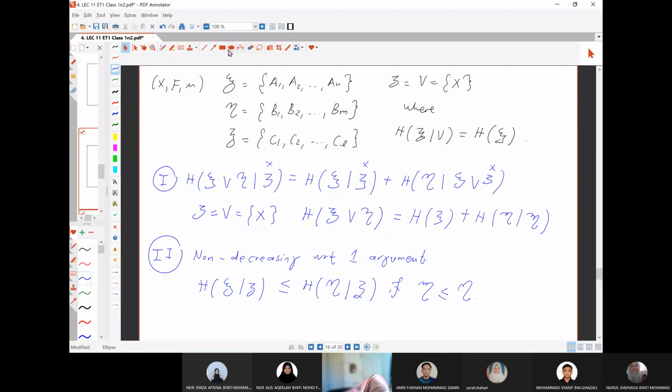So if psi is less than eta, that means we will have the entropy of psi less than or equal to the entropy of eta with respect to one argument which is zeta only. The given that must be the same, then we can have the non-decreasing with respect to one argument.